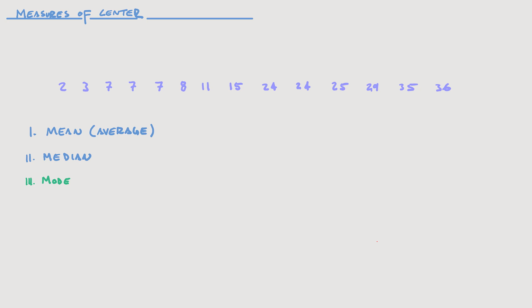The third way that you could find a center is with something called the mode. And a mode is just the data value which appears most often in the data set.